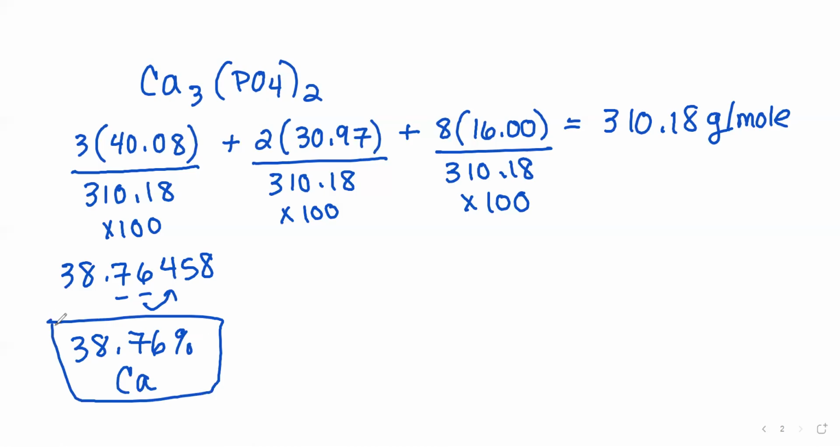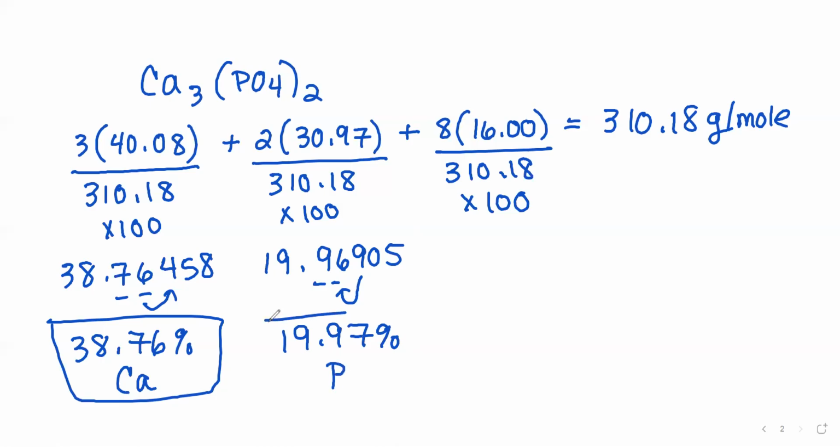And then I'm going to do 2 times 30.97. And then I'm going to divide that by 310.18 times 100. So I get 19.96905, 2 decimal places. So you're only looking at the 9. It is going to round the 6. So 19.97% for your phosphorus.